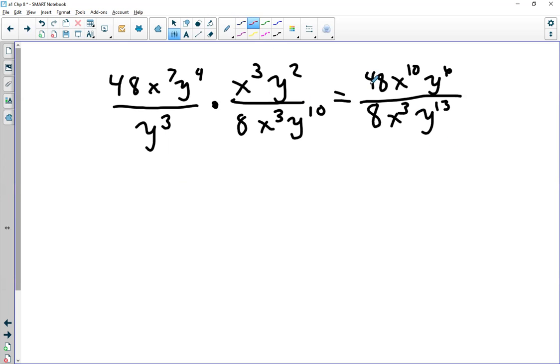From there, we simplify. 48 and 8 is going to be reduced down to 1 and 6. 10 over 3 is going to reduce to x to the 7. I should do it like this. 6x to the 7. And then y to the 6, y to the 13th.